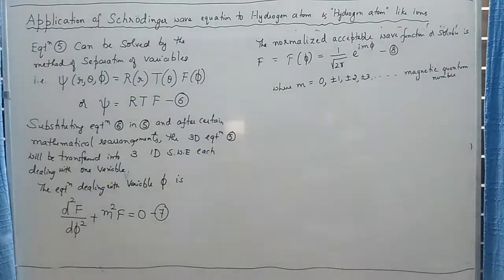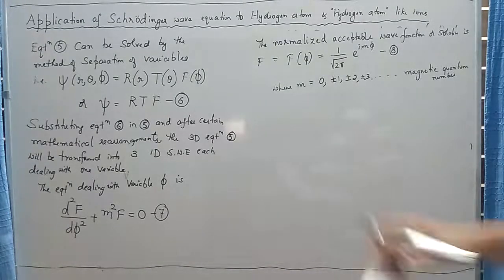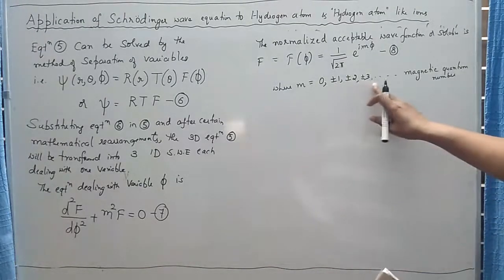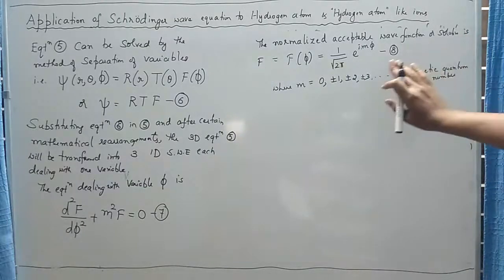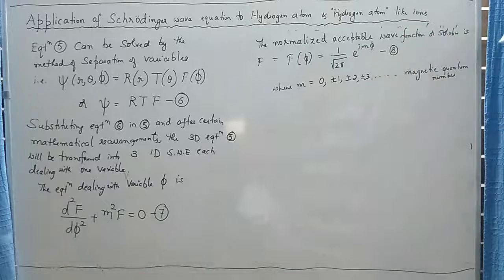Why it is called the magnetic quantum number, you have already studied in your earlier undergraduate class or in your PU course, when you studied Bohr's theory. And it can take only positive or negative integral values including 0, and there is no restriction on the maximum value it can take. It can take any value up to infinity. That is what this equation says.